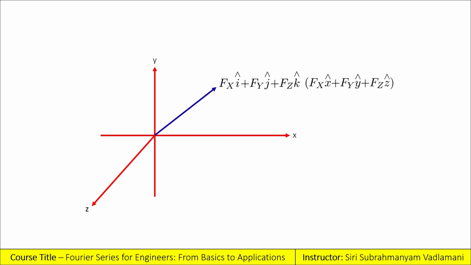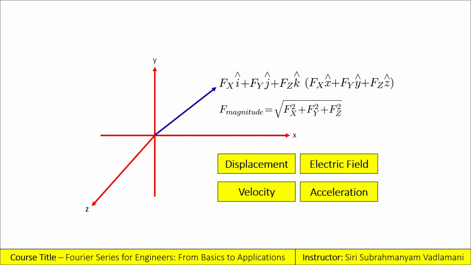Please note that some engineers use x hat, y hat, and z hat to indicate directions, which is essentially the same as i hat, j hat, and k hat. The total magnitude of the force in this case is F total equals the square root of Fx squared plus Fy squared plus Fz squared, as shown here. Other examples of vectors include velocity, acceleration, displacement, and electric field.